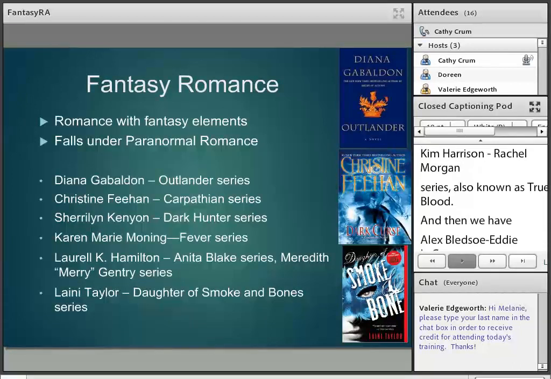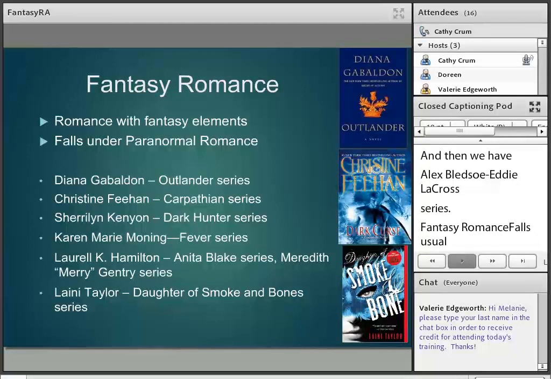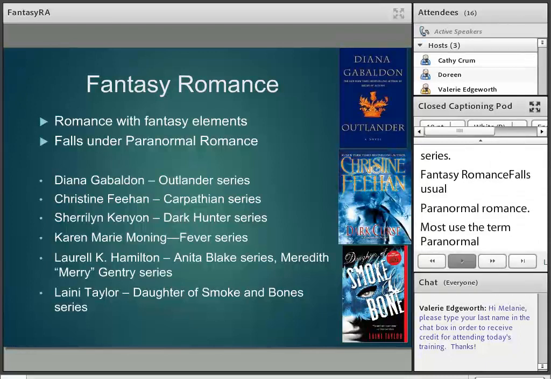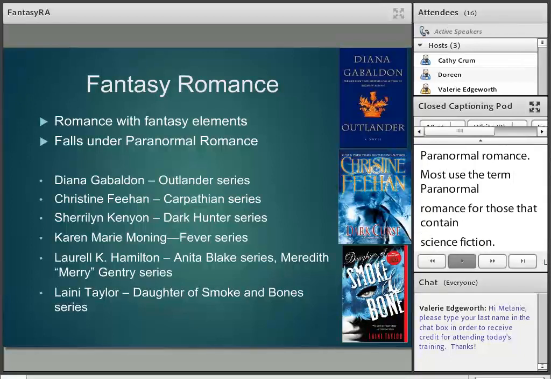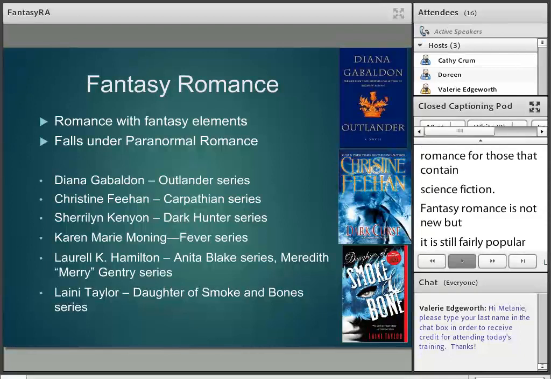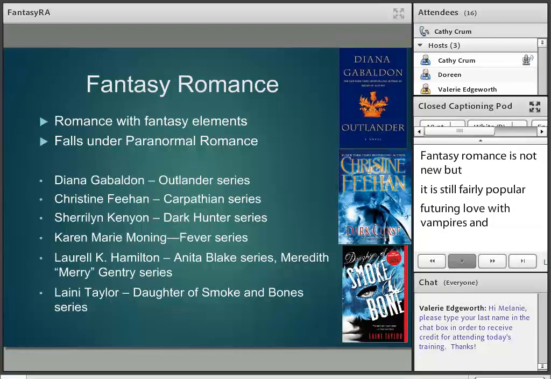Fantasy romance is a romance with elements of fantasy, which falls under paranormal romance. Most people use the term paranormal romance as an umbrella term for romances that contain fantasy, science fiction, or horror elements. Fantasy romance really isn't new, but it's still fairly popular, featuring love with vampires and werewolves thrown in.